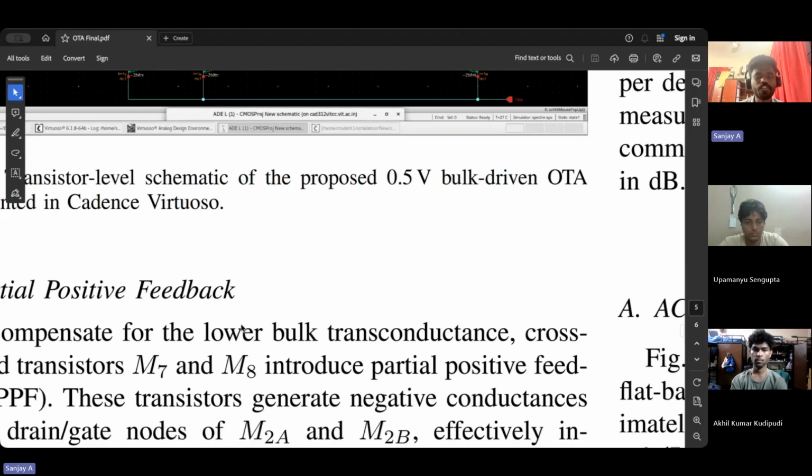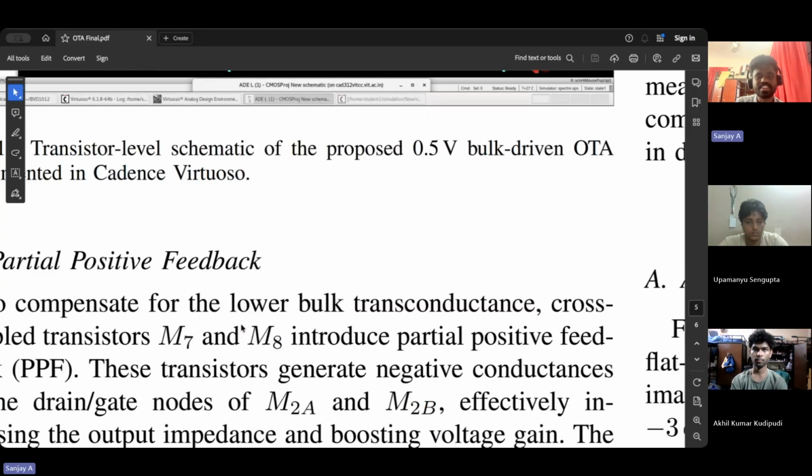Open loop gain: 49.86 dB, that's about 309 times the voltage. Flat from 0.1 Hz all the way to approximately 30 Hz, then rolling off at a clean minus 20 dB per decade. This PPF is responsible for getting us to 50 dB with bulk-driven inputs.